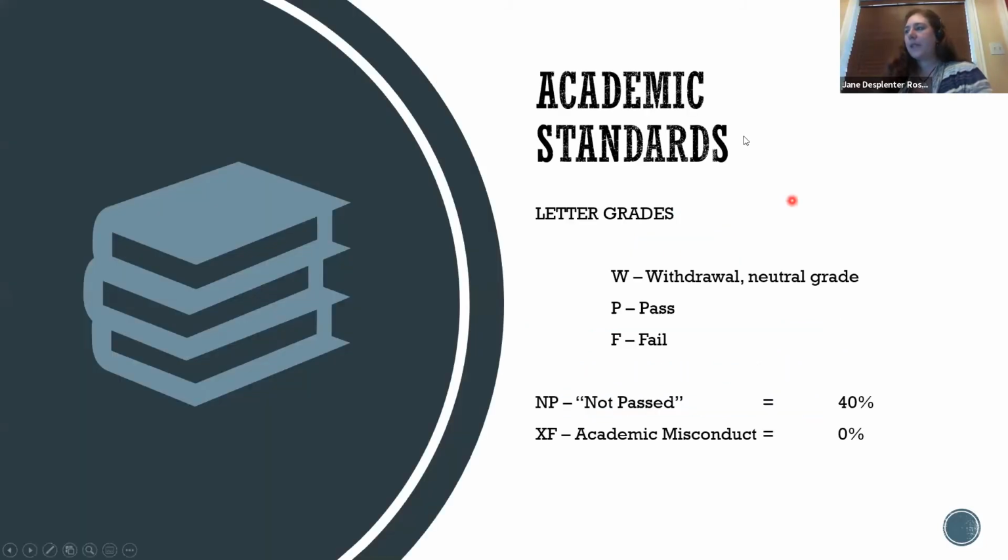Okay. And again, there are some letter grades, as Kayla mentioned. Grade of W is a withdrawal. The neutral grade, we pretty much ignore it. So as long as you withdraw before that withdrawal deadline, you get a grade of W.